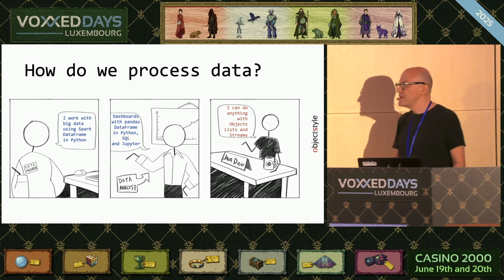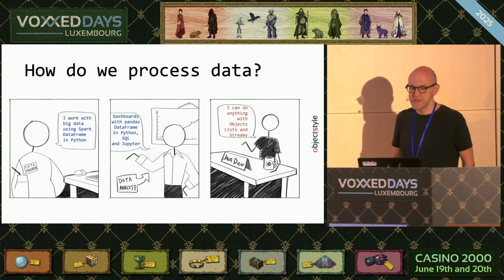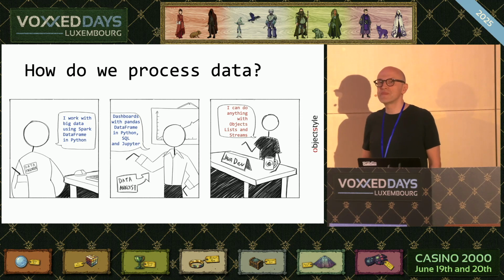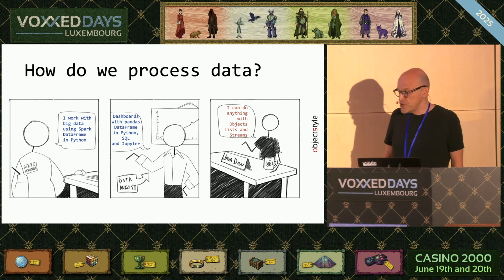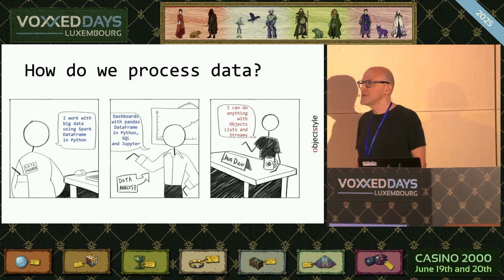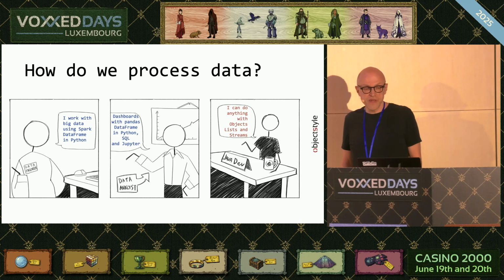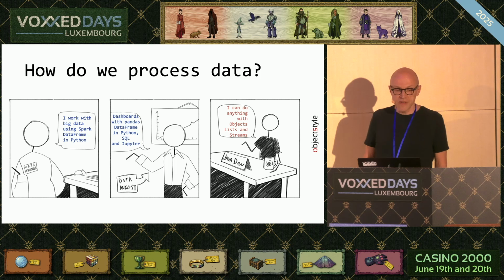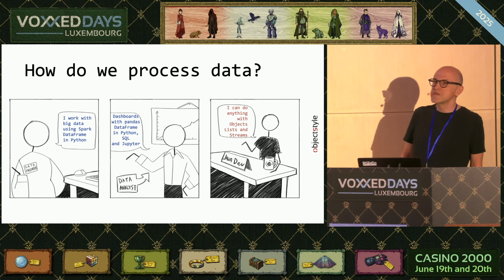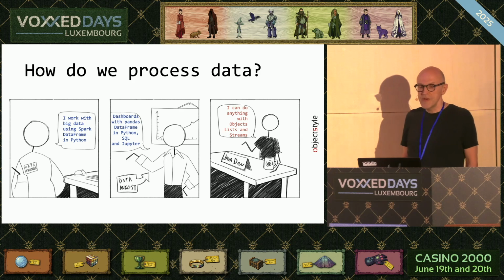So the main topic here: how do we process our data? And the answer depends on who you ask, really. If you go to a data engineer, they know nothing about Java, but they probably work in Python, very likely, maybe Scala. And they will mention data frames, they will mention Spark, they will mention a bunch of other things that a normal Java developer usually doesn't touch.